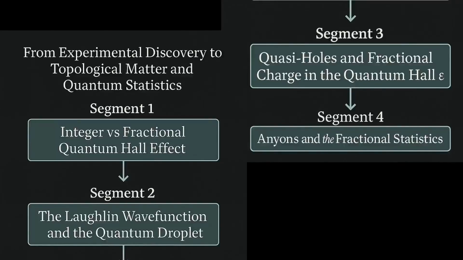These segments are 1. Integer versus fractional quantum Hall effect. 2. The Laughlin wavefunction and the quantum droplet. 3. Quasi-holes and fractional charge in the quantum Hall effect. 4. Anyons and the birth of fractional statistics.